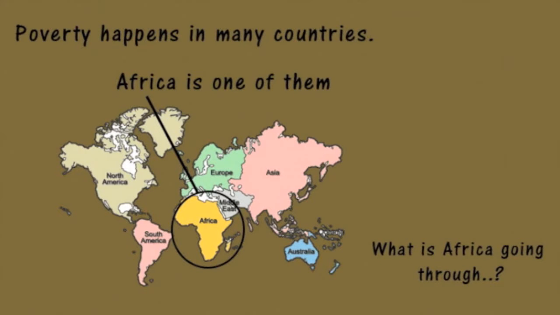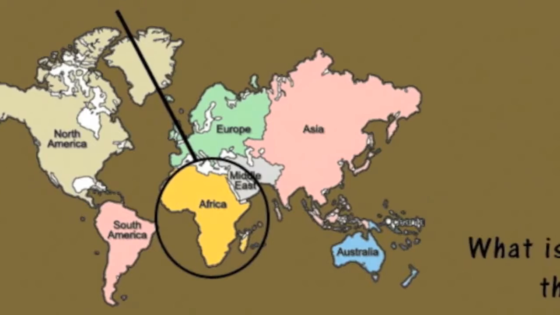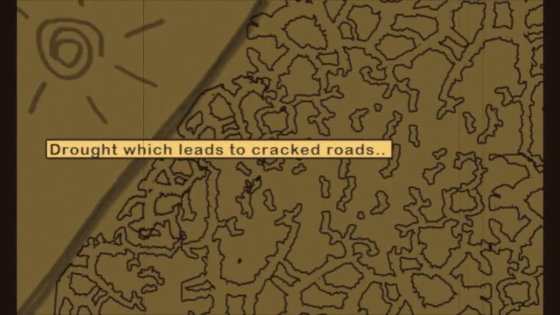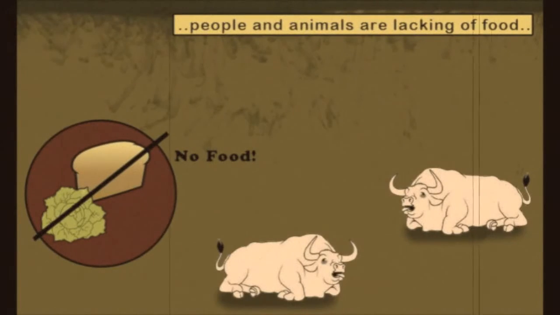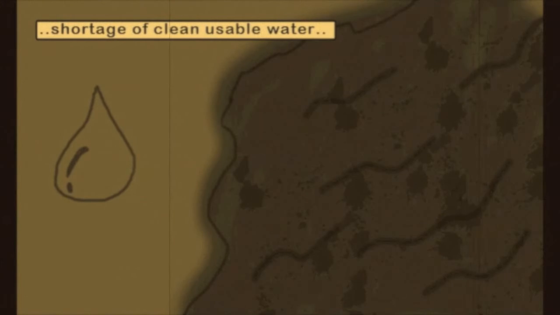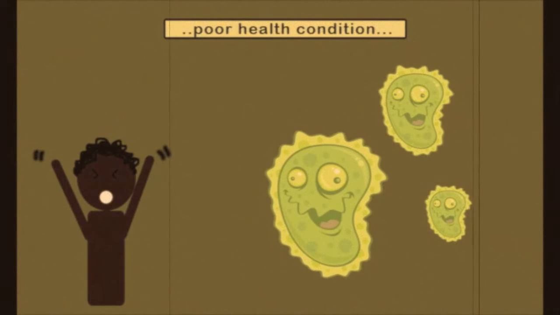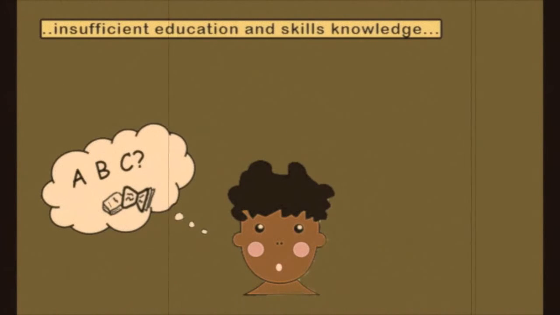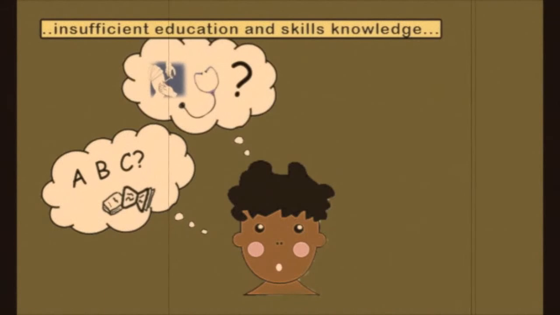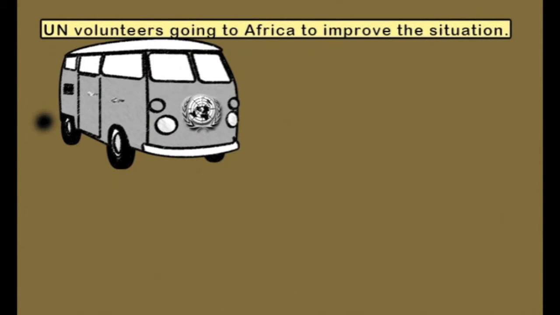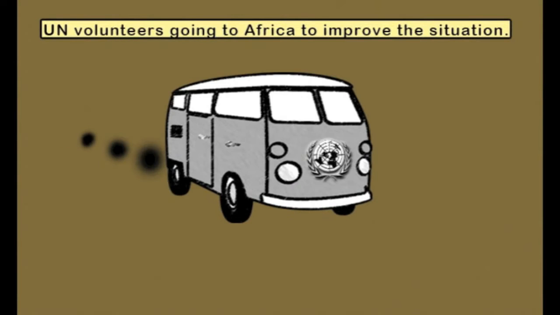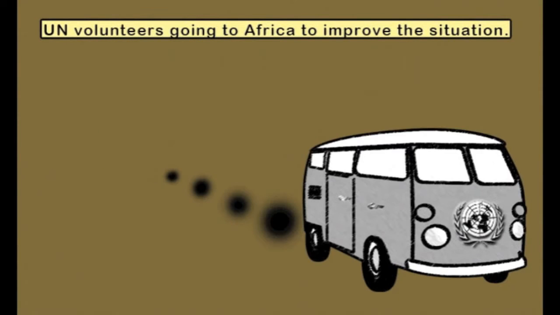Poverty happens in Africa, and we will now look at some of the causes. Poverty has been caused by droughts, which lead to crop destruction, lack of food, and shortage of access to clean water. Locals suffer from poor health conditions and insufficient knowledge and skills. You could do a part in helping to end poverty, so join us on a journey and experience how UN volunteers help the locals.